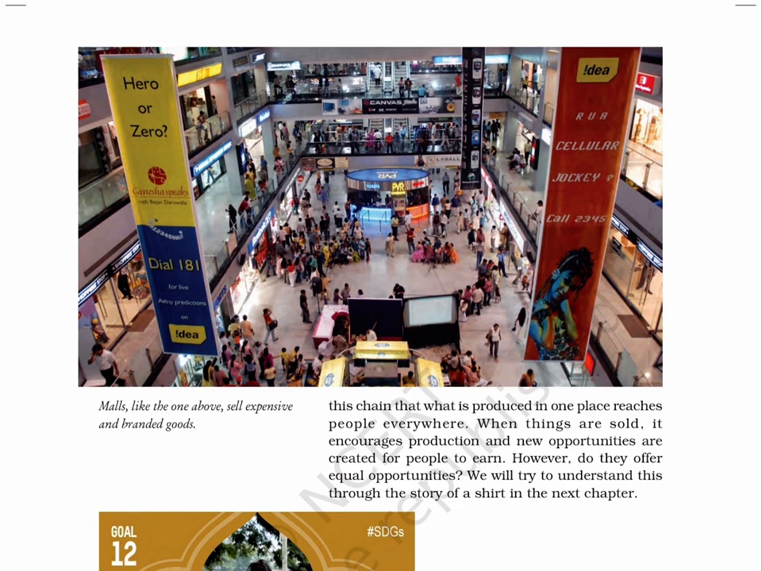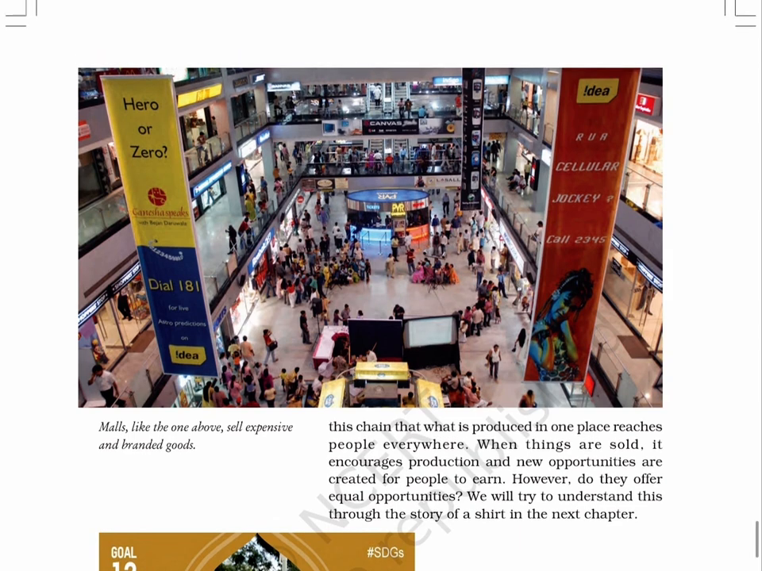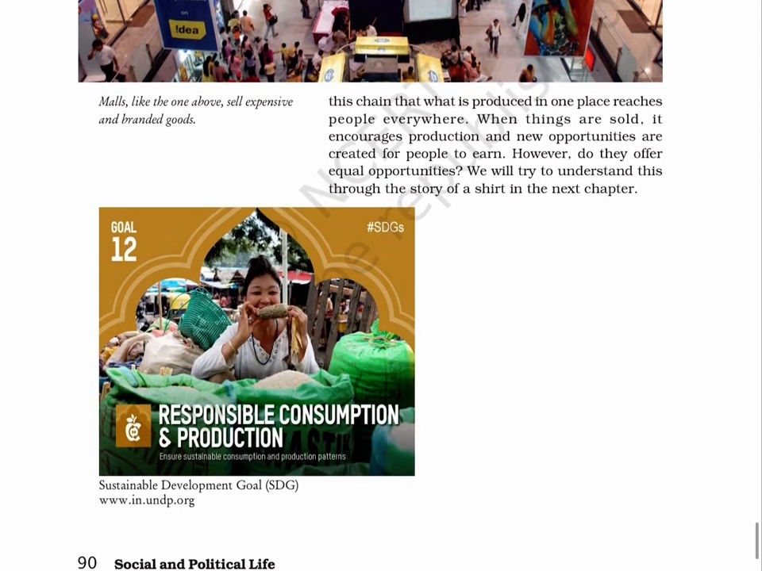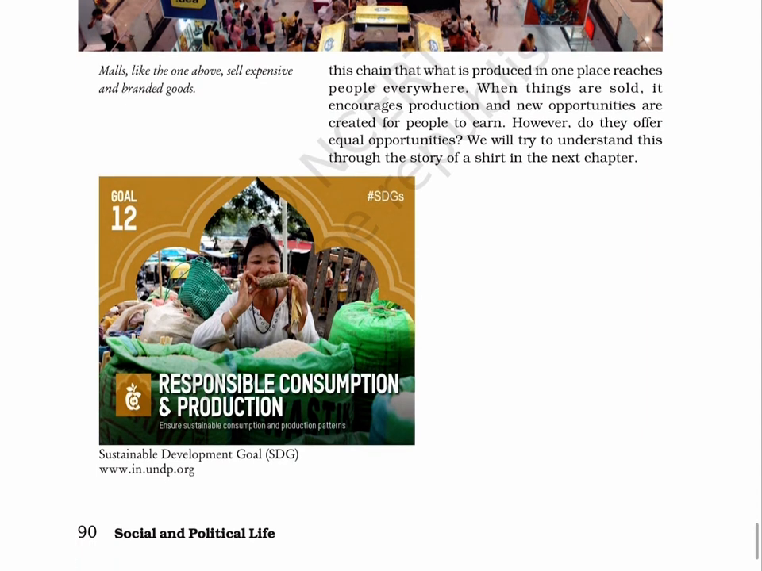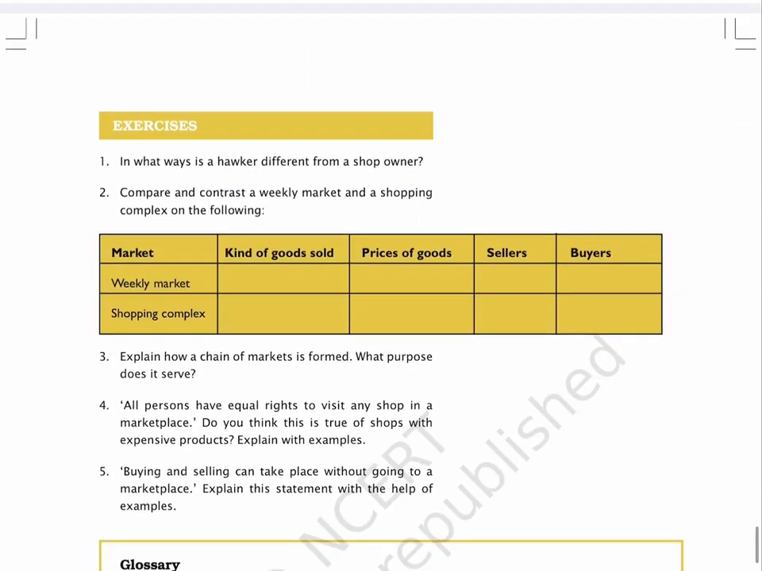On page number 90, there is a picture of a shopping mall given, showcasing goal number 12 of the Sustainable Development Goals, SDG, by www.in.undp.org. On the picture, it is written, "Responsible Consumption and Production." Page number 91.